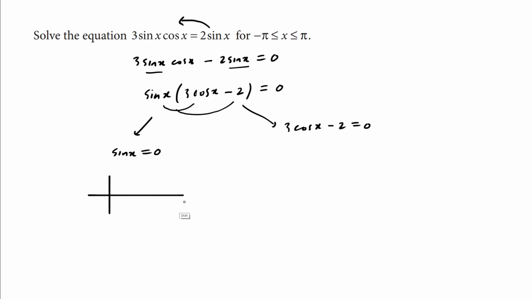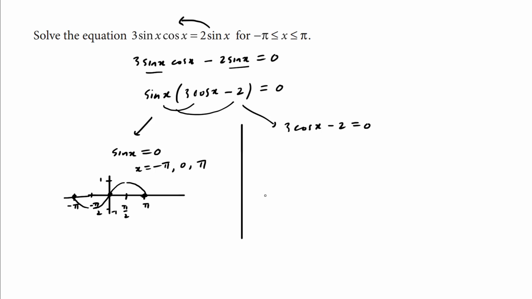Recall what sine x looks like. Between, this is going to be pi, this is going to be pi over 2, and we're going to go backwards. This is negative pi, this is negative pi over 2. Sine starts in the middle, it goes up, and then it goes down. And this is going to be 1, and this is going to be negative 1. And going backwards, it goes down, then goes back up. So between negative pi and pi, sine x is equal to 0 at x equals negative pi, 0, and pi.